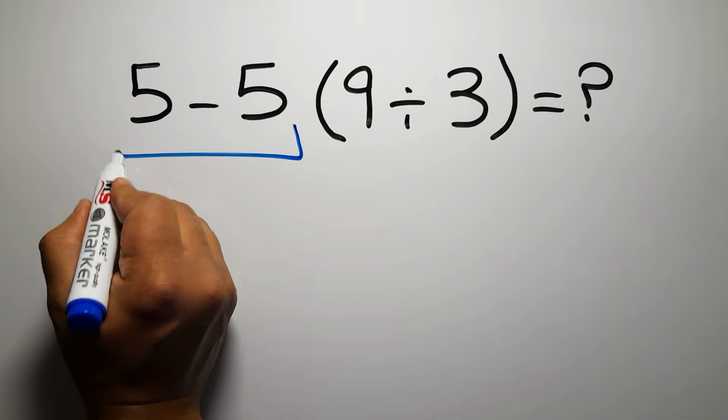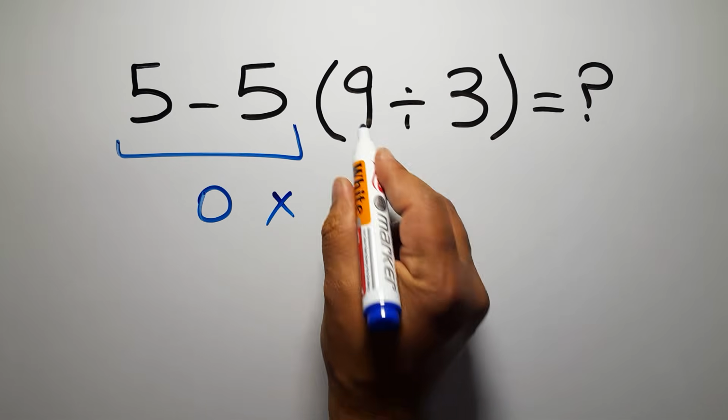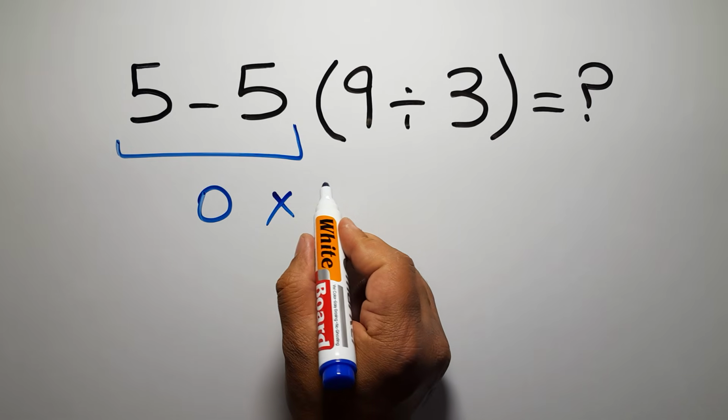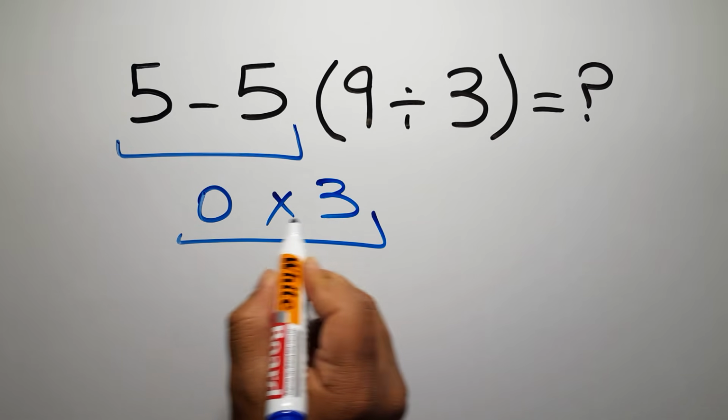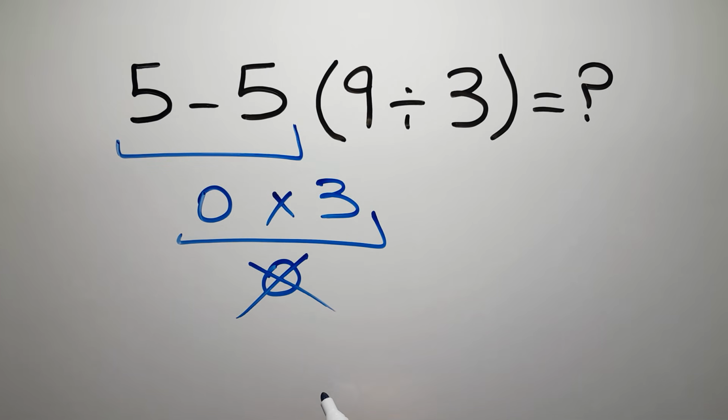5 minus 5 equals 0. And 0 times 9 divided by 3, which equals 3. 0 times 3 gives us 0. But this answer is not correct.